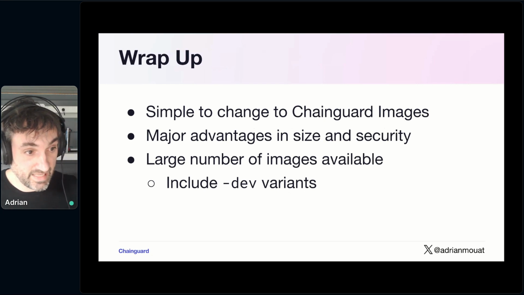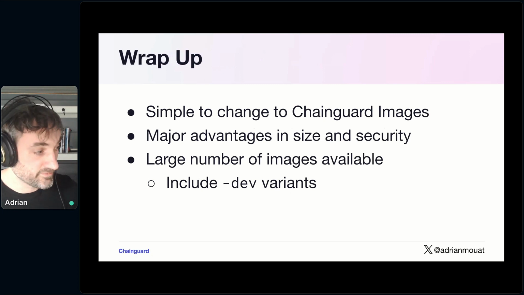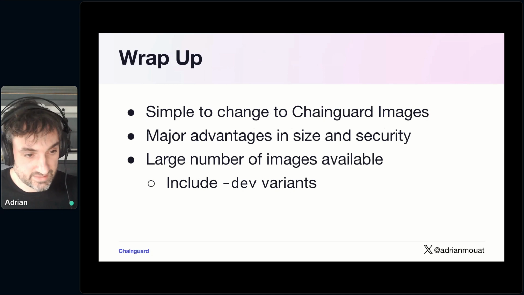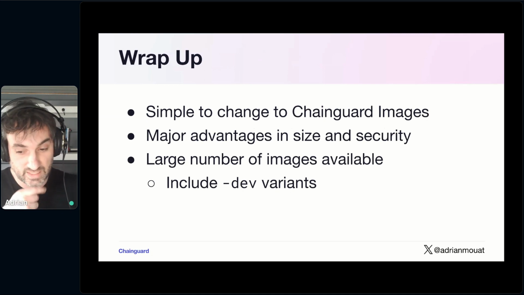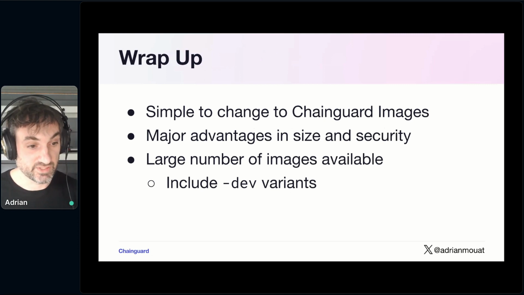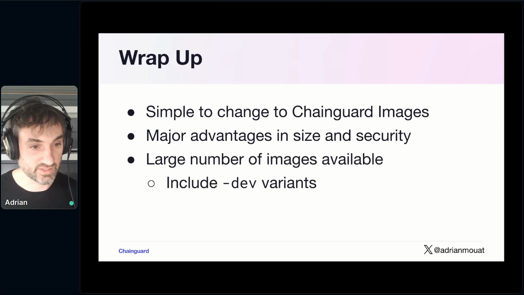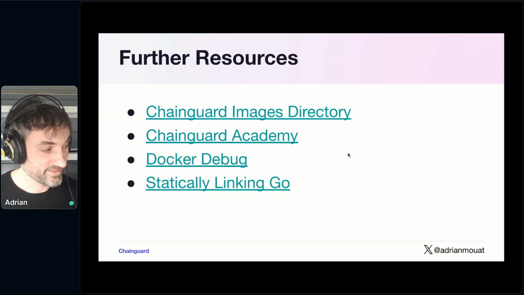Yeah, so to wrap up, it is really simple to change to the Chainguard images. We saw that one-line change from Golang to cgr.dev/chainguard/go. It got rid of all the CVEs and had a small reduction in size. Going further to static had a major advantage in size. In both cases, there were big advantages in security and you saw the reduced security footprint. And there's a really large number of Chainguard images now available. So for the majority of large open source packages out there, you should be able to find an image. Please let us know if there's something we don't have that you would like. And do remember our -dev variants if you find the distroless versions difficult to work with. Okay, right. Thank you everybody for listening.